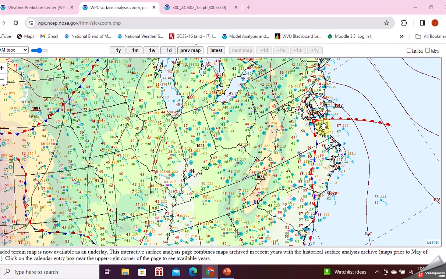And notice the pressure gradient. We've talked about the pressure gradient and how tight the pressure gradient can be or how loose it is. And under high pressure, there's not a lot of pressure gradient. Under lows, there tends to be more. Now, notice above my house here, the pressure gradient is not strong, but enough. And we have winds. Winds are blowing from the east at 25 knots, about 30 miles an hour here.